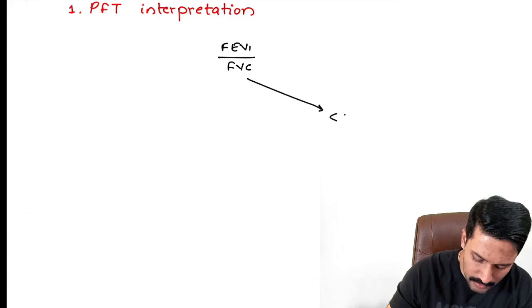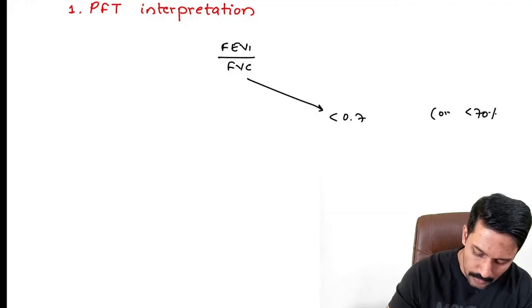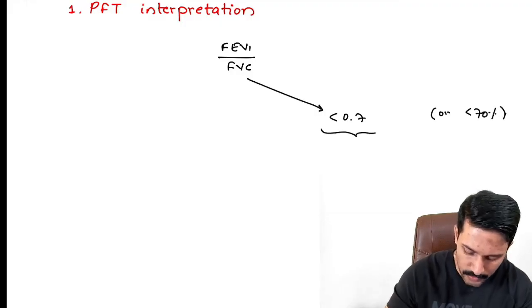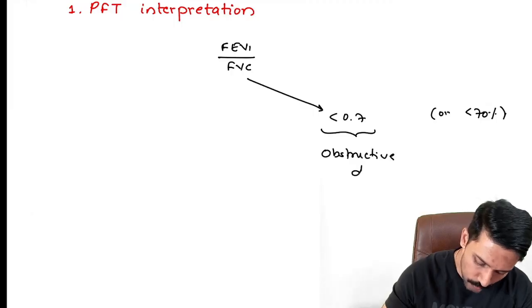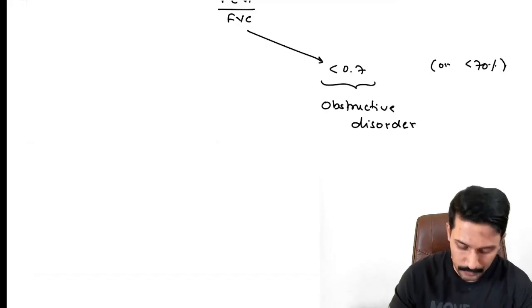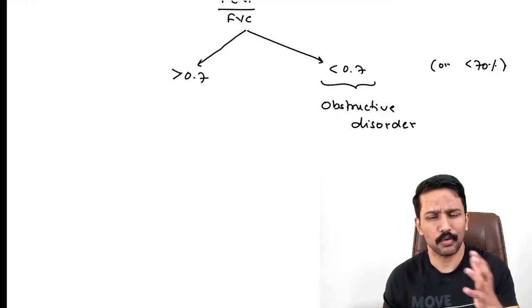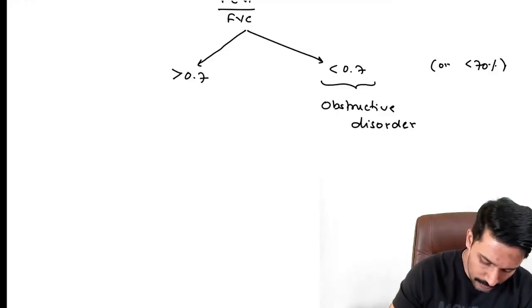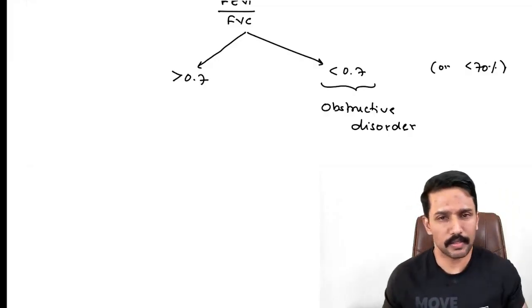If this ratio is less than 0.7, or if expressed in percentage less than 70%, it is always suggestive of obstructive disorder. It could be asthma or COPD, right? But if the ratio is more than 0.7, or in terms of percentage more than 70%, then it is either suggestive of a restrictive disorder or no respiratory disorder at all, right?